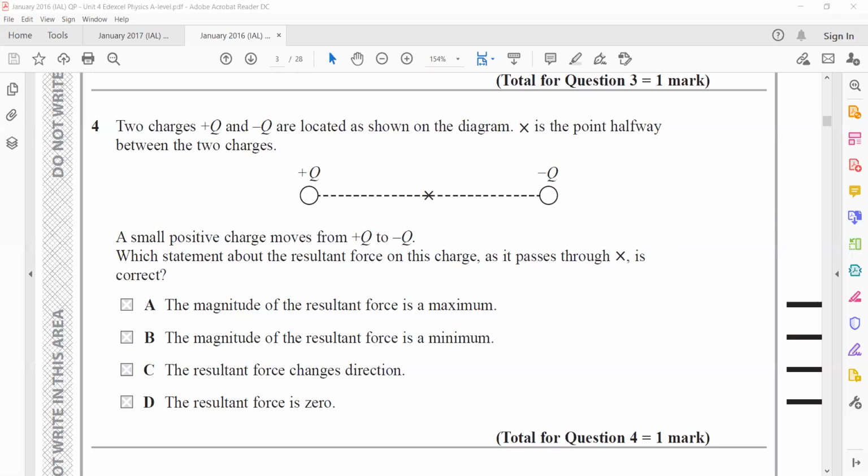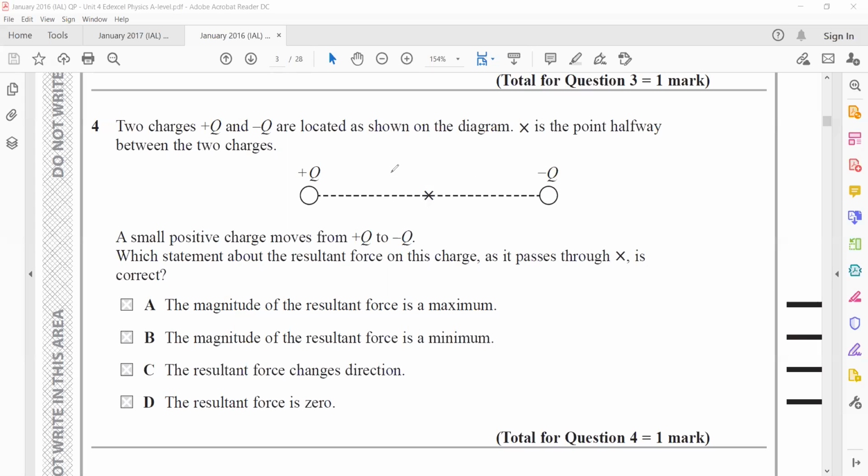Question number 4, why is the answer B? The resultant force is not zero. Why? Because the two forces are acting in the same direction. If they were in opposite directions, like if this was plus q and minus q, then at this point the resultant force would be 0.